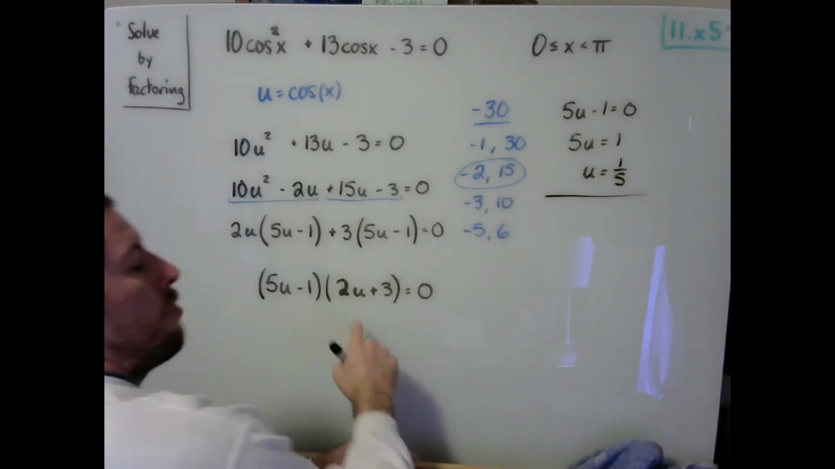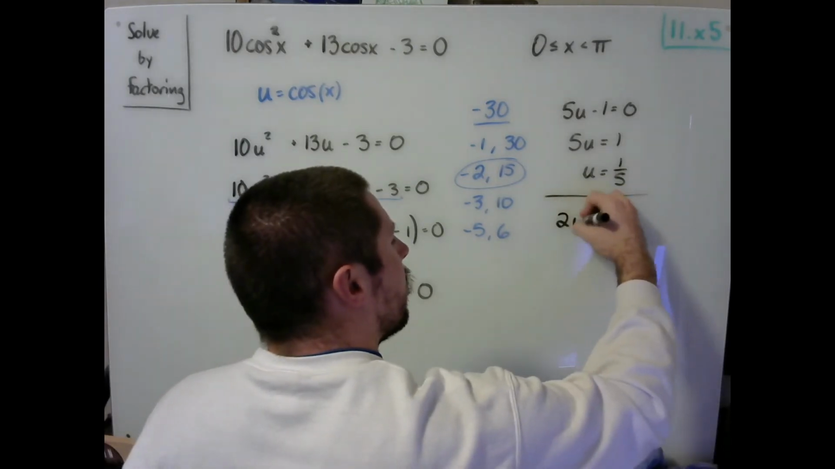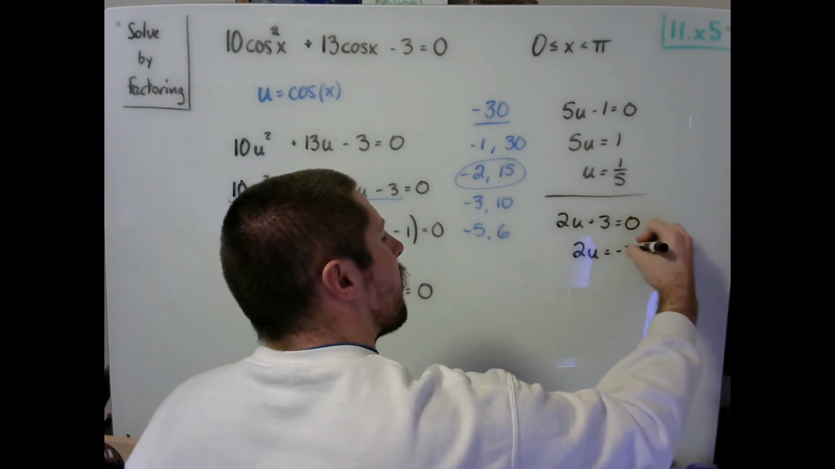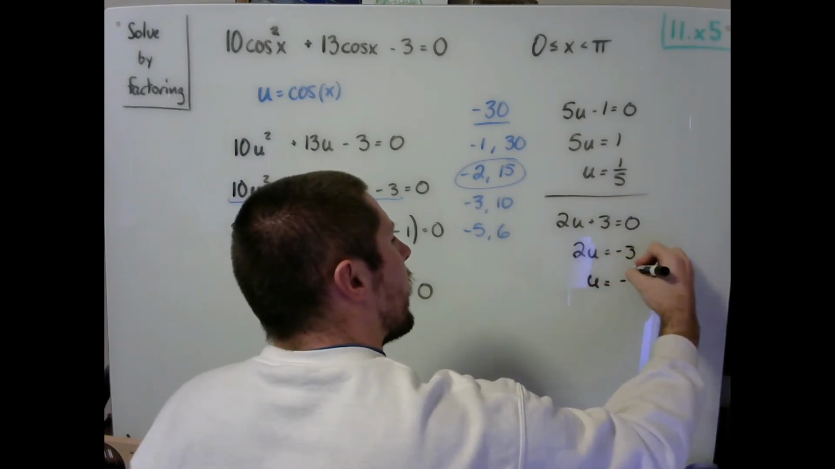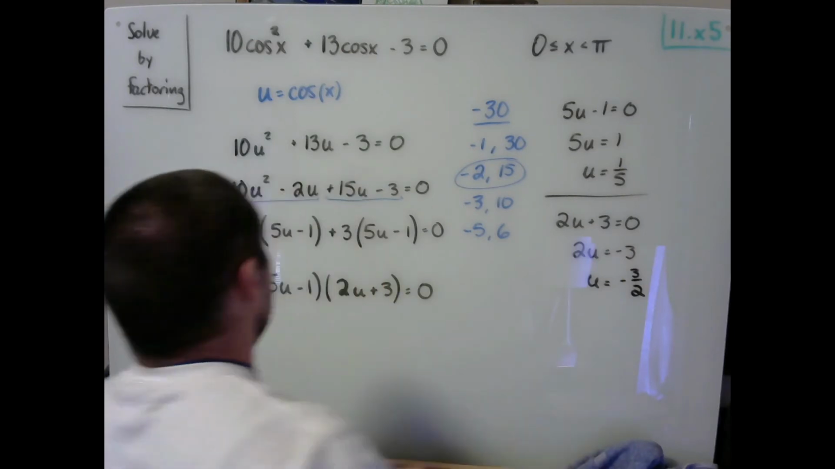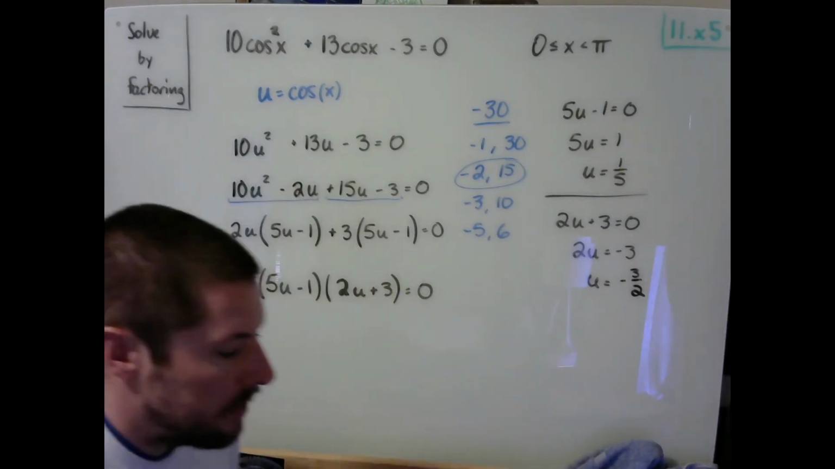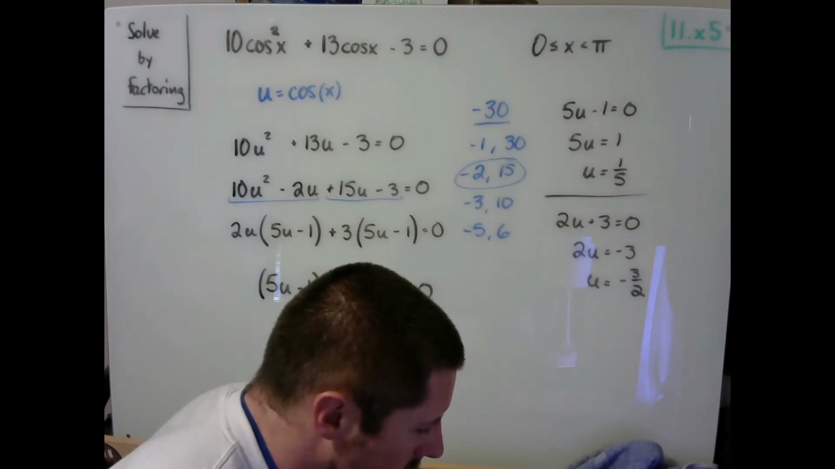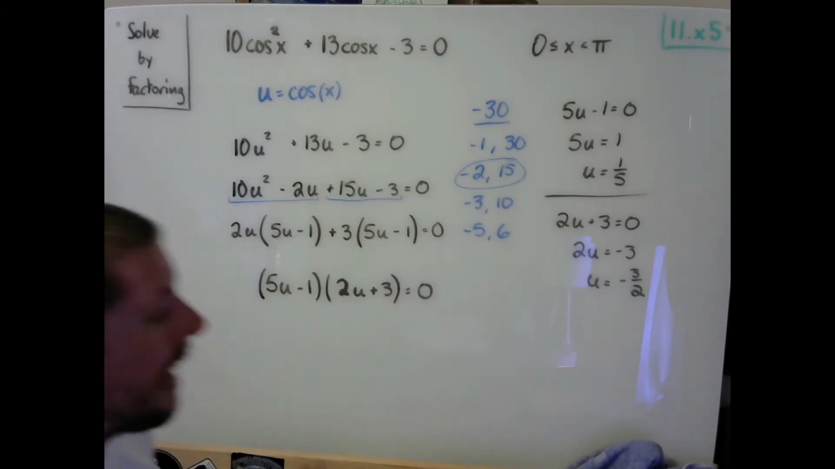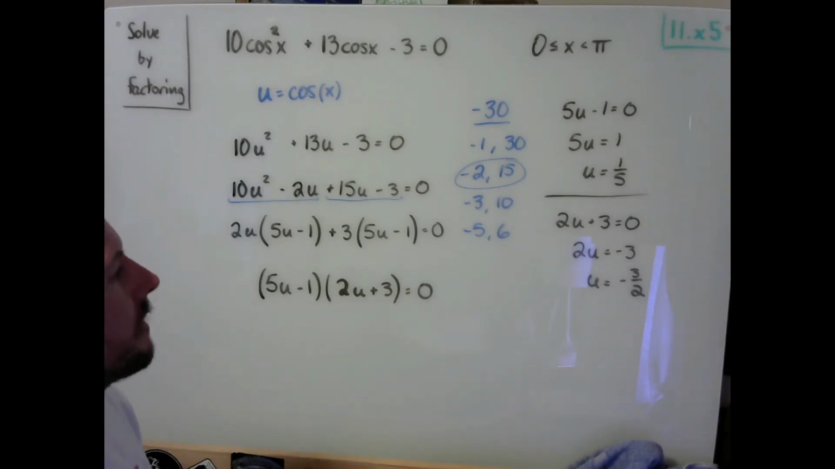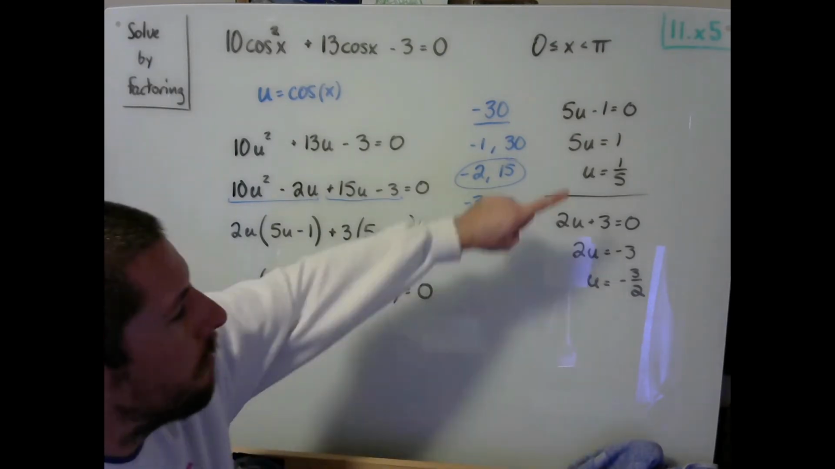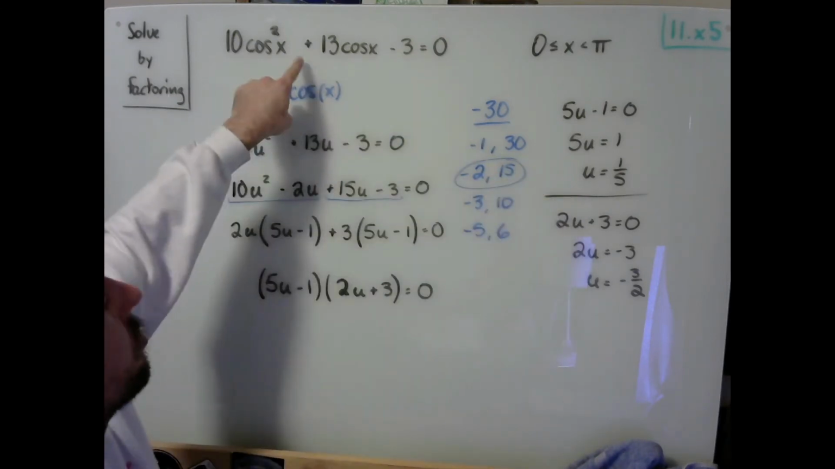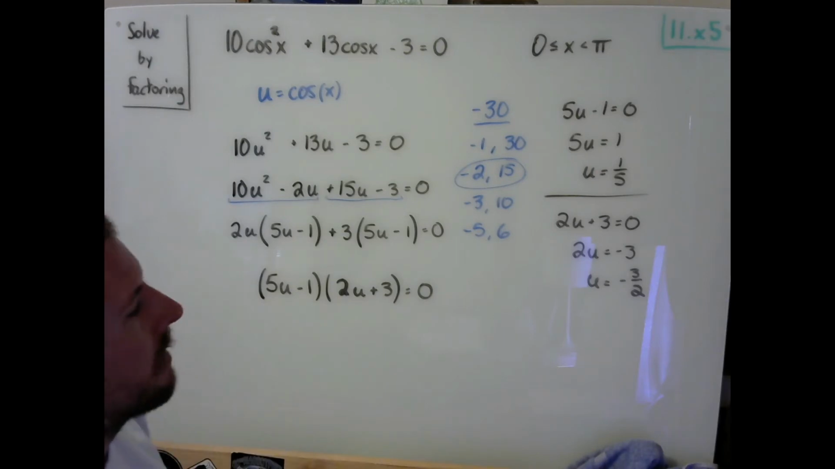Alternatively, I have 2u plus 3 equals 0. 2u plus 3 equals 0 gives me 2u equals -3 and u equals -3/2. So now what I have to do is go ahead and solve this equation. What I've done is I've found my solutions for u, but I'm not asking what value of u makes this equation true. I'm asking what value of x makes this equation true.